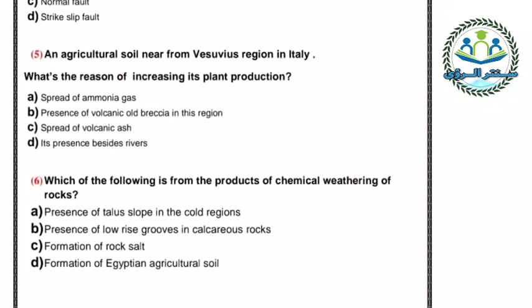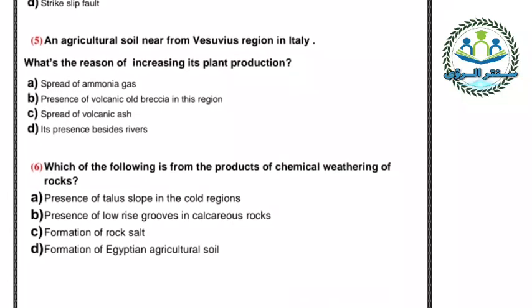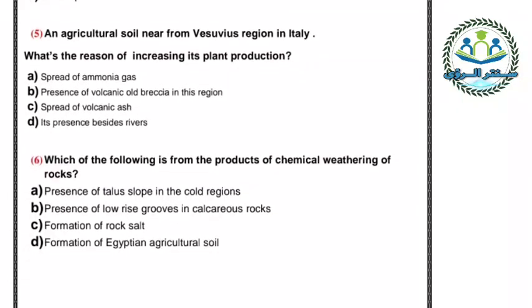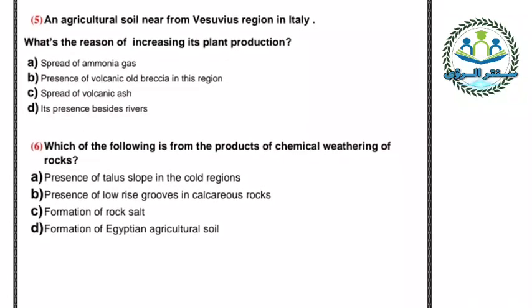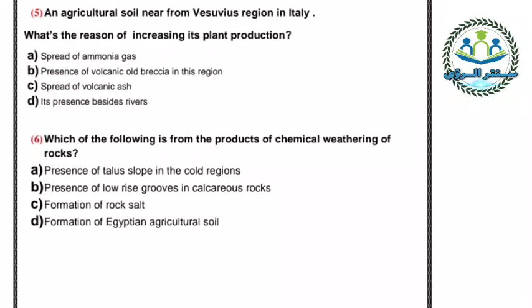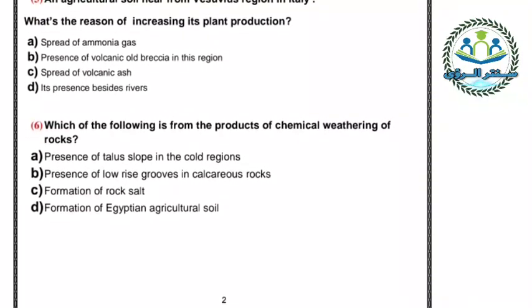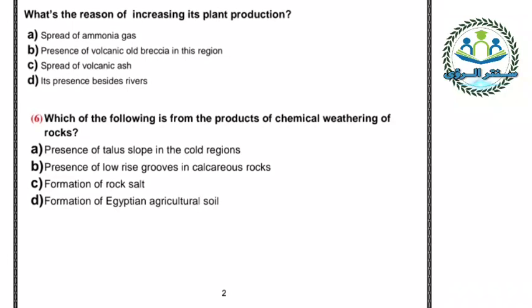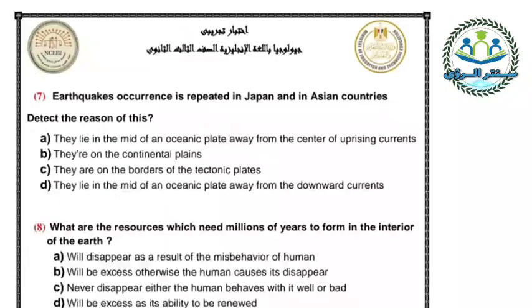6. Which of the following is from the products of chemical weathering of rocks? A. Presence of talus slope in the cold regions. B. Presence of low-rise grooves in calcareous rocks. C. Formation of rock salt. D. Formation of Egyptian agricultural soil.